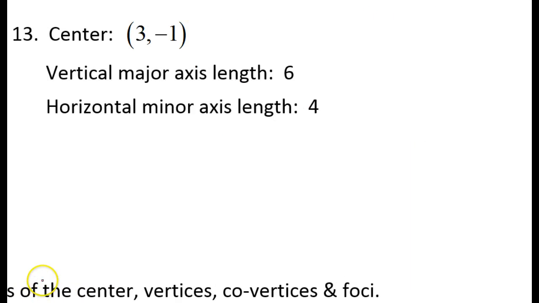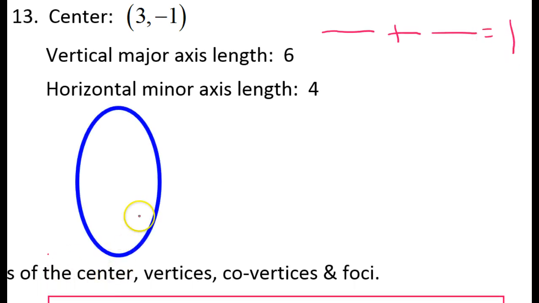Number 13 is very similar, but they gave us the center immediately. So we can write half of the equation right now. Because the x-coordinate is 3, we know we will have (x minus 3) squared. Because the y-coordinate is -1, we know we will have (y plus 1) squared.